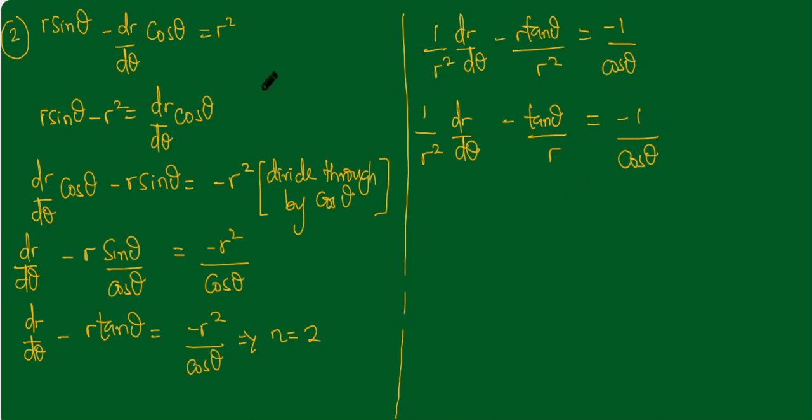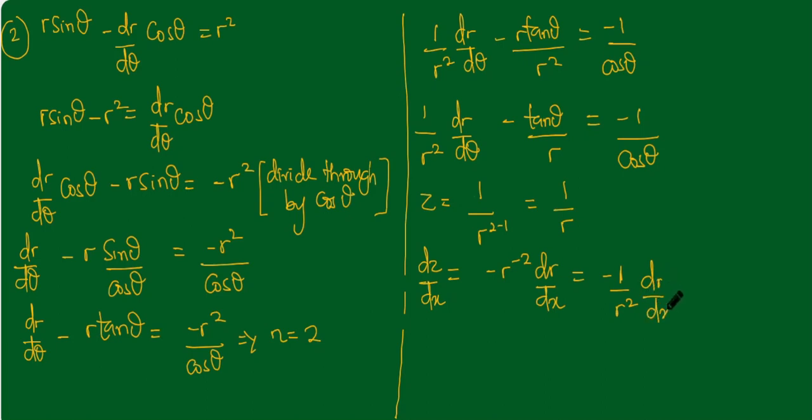Now we substitute our z to be equal to 1 divided by r raised to power 2 minus 1, and that's 1 divided by r. So our dz dx is now equal to minus r raised to power minus 2 dr dx, and this becomes minus 1 divided by r squared dr dx. So dr dx is equal to minus r squared dz dx. So we can substitute this into our original equation, the Bernoulli equation we obtained.